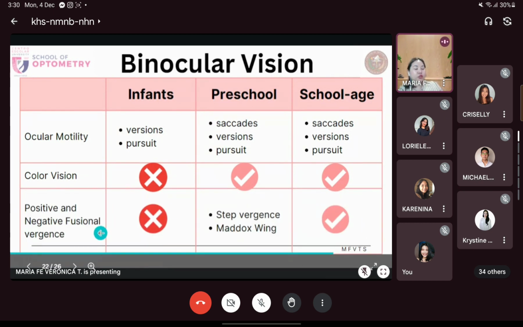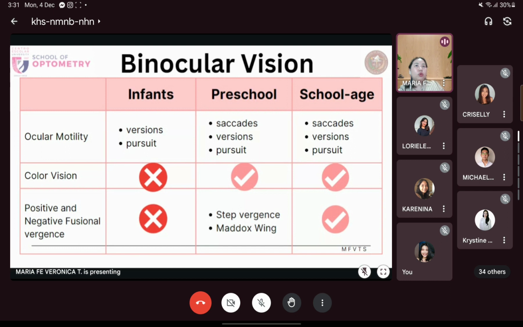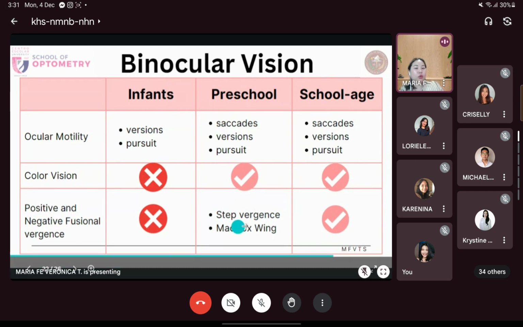Then, positive and negative functional versions, these are binocular vision tests. Syempre, for infants, not yet pwede. Sa preschool, you can do it, pero modified or ibang tests yung gagawin mo. You will make use of step versions test or the Maddox swing. Itong Maddox swing, this is available. Meron tayo nito sa specialty clinic. This is parang toy lang siya para mas mabilis makuha yung FORIA at NIR nung patient. For school age, once pwede na sila umupo behind the phoropter, you can do the 21 VT test na.